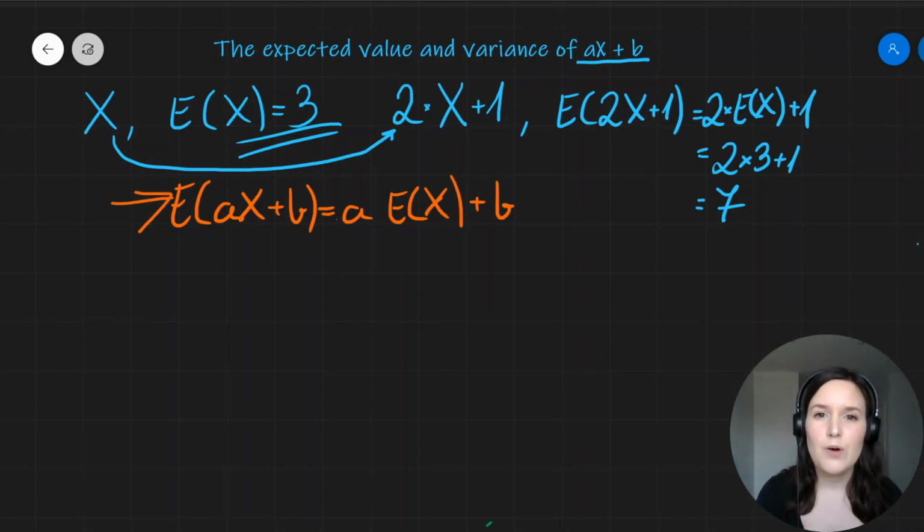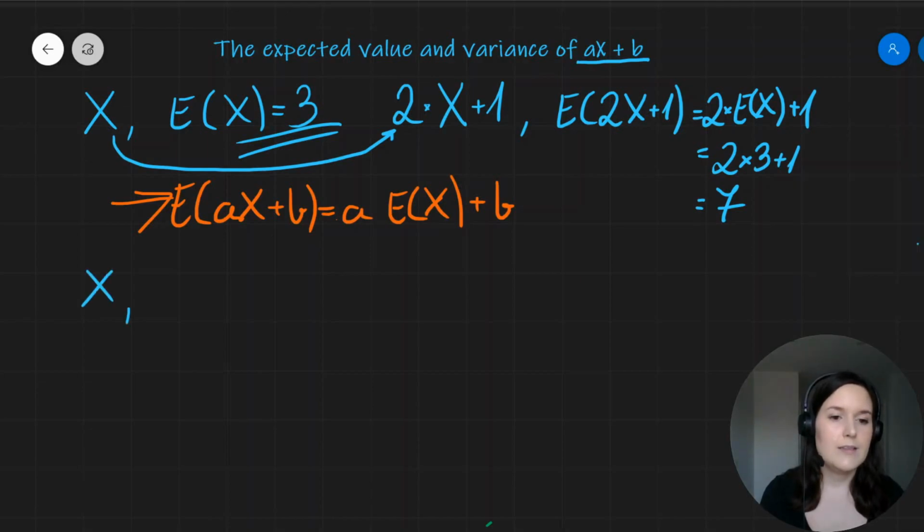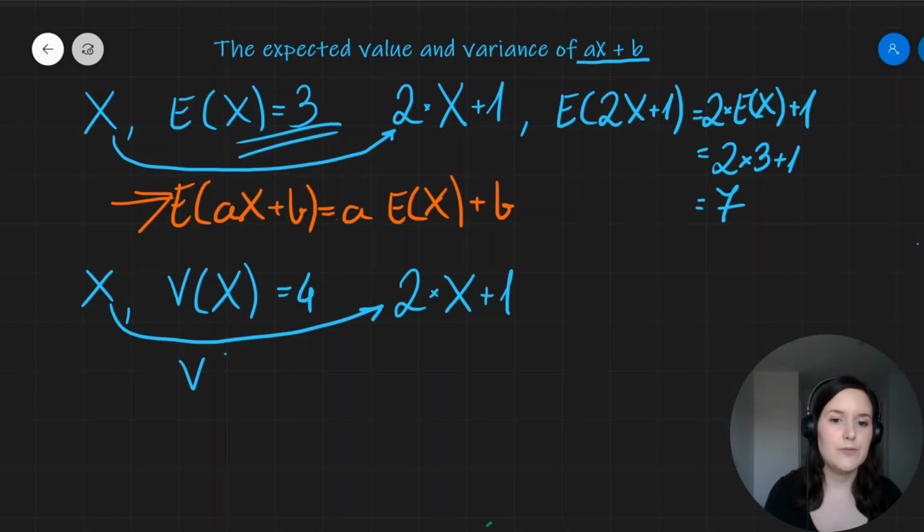But it doesn't work the same way for variance. Let's say that we have a random variable x, and now the variance is, well, let's say 4. How will the variance change if I again change my random variable? I multiply all the values of x by 2 and add 1. What will be the new variance of 2x plus 1?